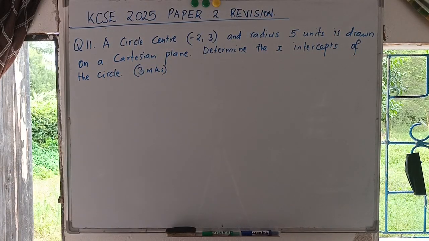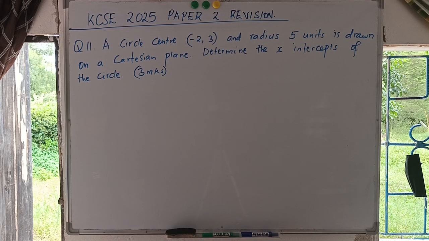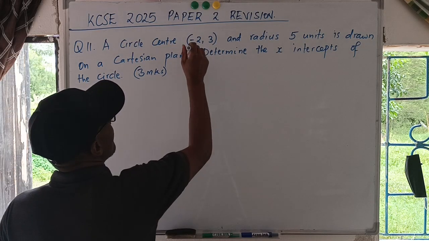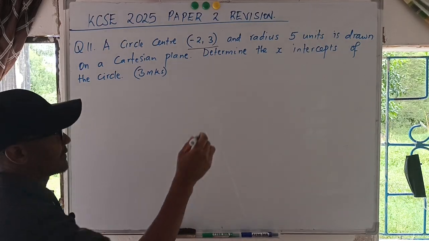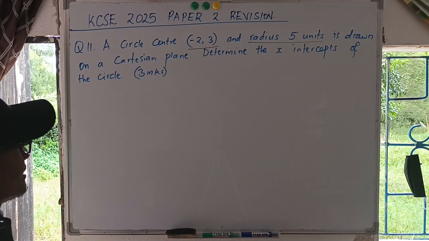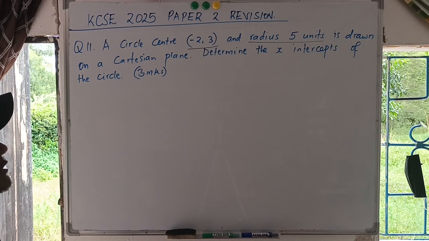Question 11 of KCSE 2025 Paper 2. The equation of a circle with center (-2, 3) and radius 5 units is drawn on a Cartesian plane. Determine the x-intercepts of the circle.